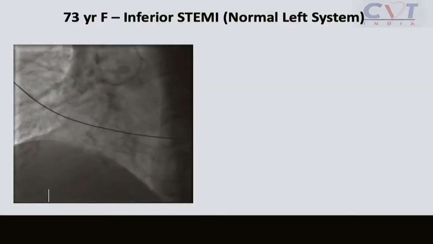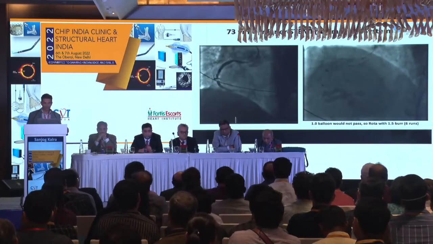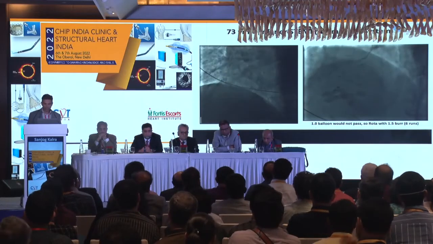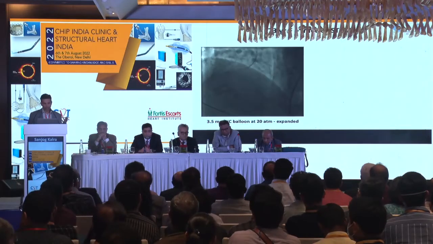Let's look at this case briefly. This is an inferior STEMI, okay? So not something where you think instantly you're going to rotablate. We rotablated because I couldn't get anything through. So we rotablated down distally, used a 1.5 burr, 6 runs, and got a reasonable expansion result within the distal vessel. It's a 3.5 NC balloon. This was at 20 atmospheres.